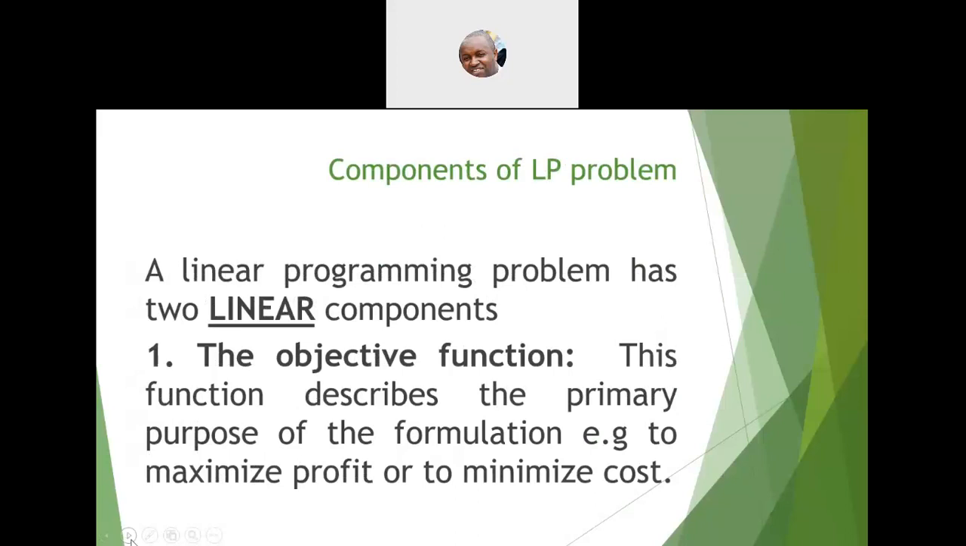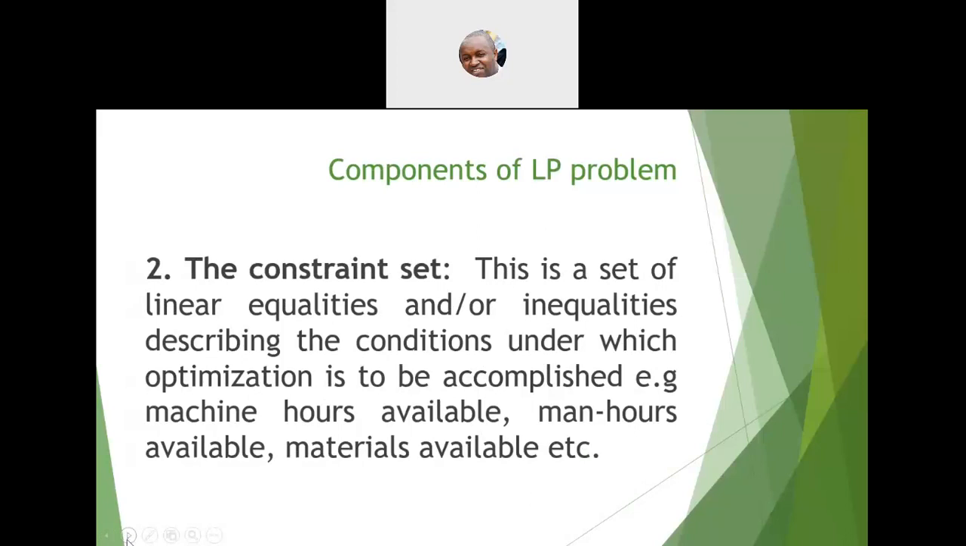Linear programming has got two components which are linear. The first one is the objective function, and this is the primary goal of the formulation. Like we mentioned, we want to maximize our utility, we want to maximize our profit, or we want to minimize our cost. That is the first component, the objective function.